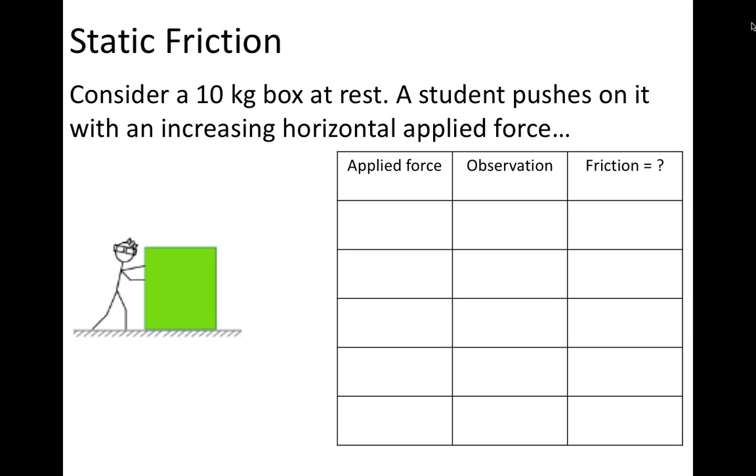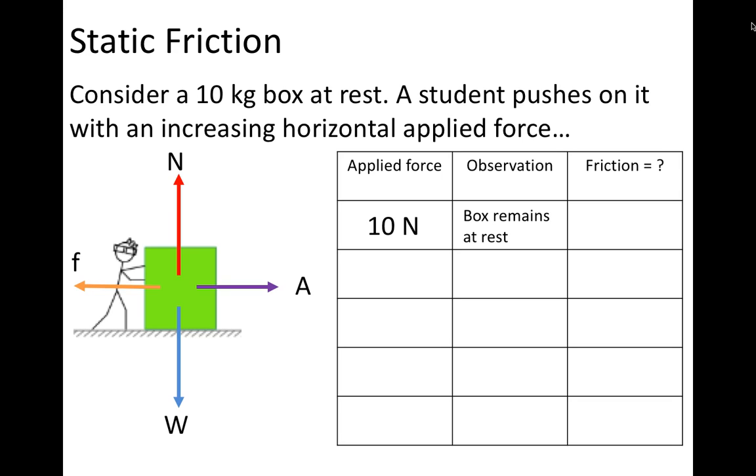So, when we consider the forces acting on the box, we've of course got the weight acting down and the normal force exerted by the floor on the box acting up. The student is going to have an applied force that pushes to the right. And as a result, if the box does not start moving, there's going to be a frictional force, and it's going to be static friction to start with, preventing the box moving to the right. So that friction force has to act to the left. So let's say that the student pushes with 10 newtons and observes that the box remains at rest.